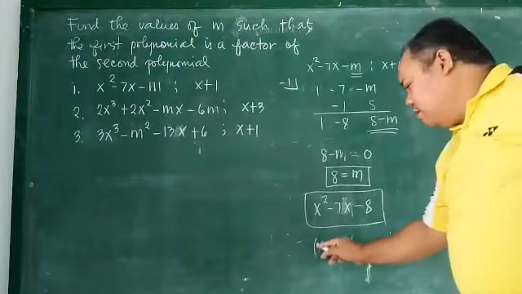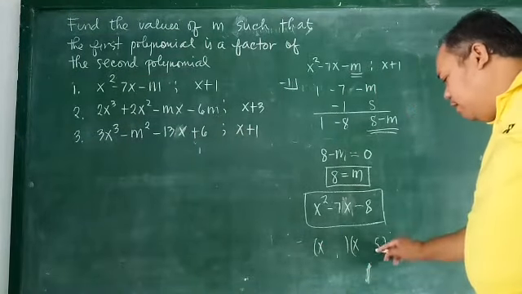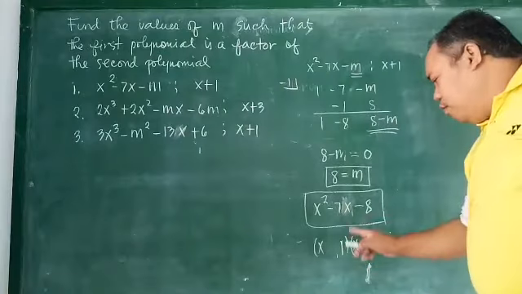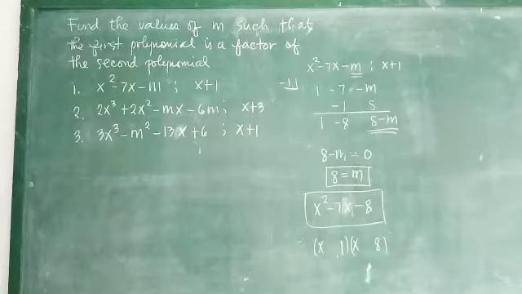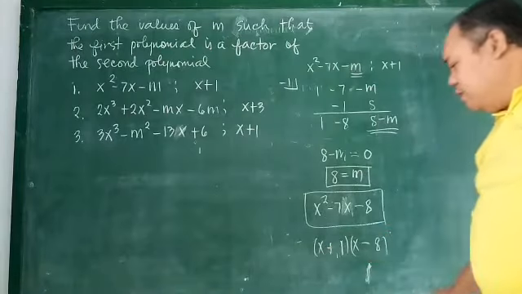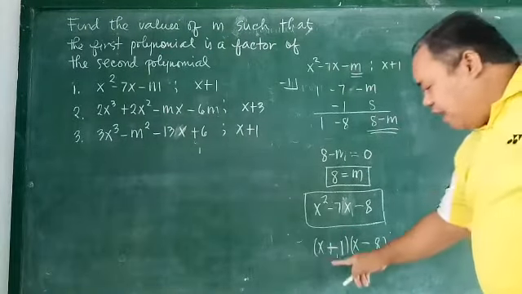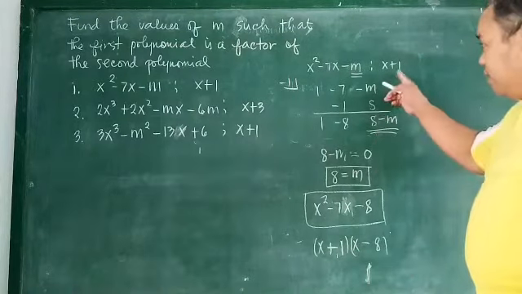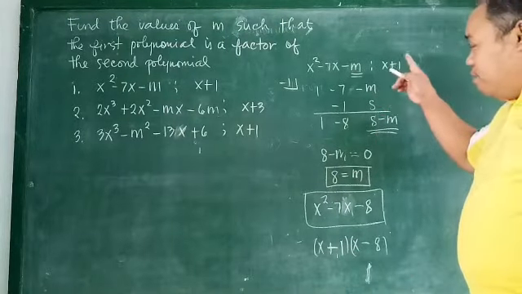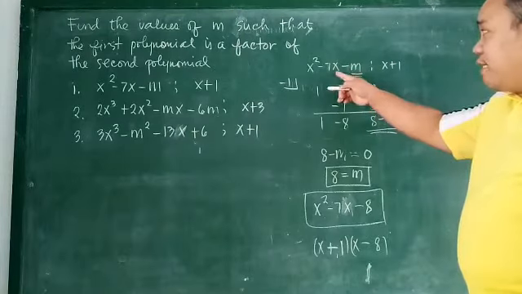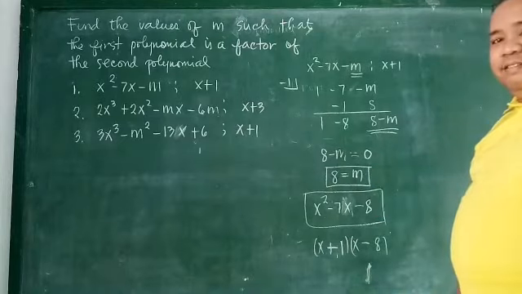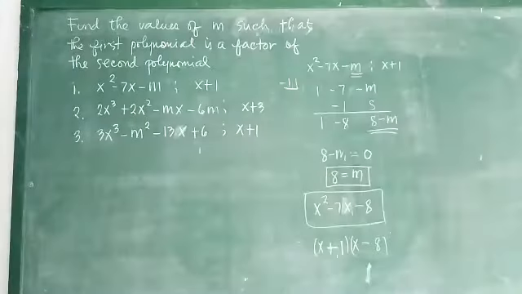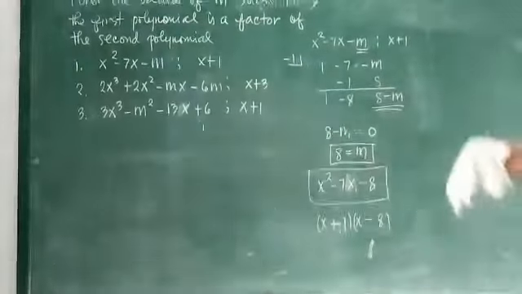So this is x, and this is x. The factors of 8 are 8 and 1. Since the last term is negative, and the middle term is negative, this one is negative and this one is positive. See, the x plus 1 is there. So it means that this binomial is a factor of the equation x squared minus 7x minus n if and only if n is equal to 8. Okay? So let's go to the next example.